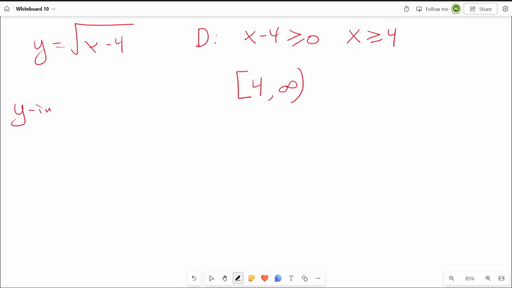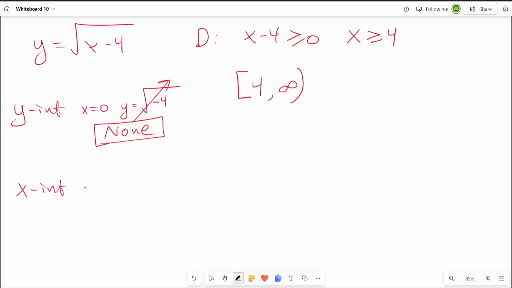My y-intercept is going to be when I set my x equals 0. So y equals square root of 0 minus 4, so it's negative 4. Square root of a negative number is undefined, so I do not have any y-intercept, none. For the x-intercept, I will set y equals 0, equals square root of x minus 4. Solve for x, so the square root cancels with squaring.